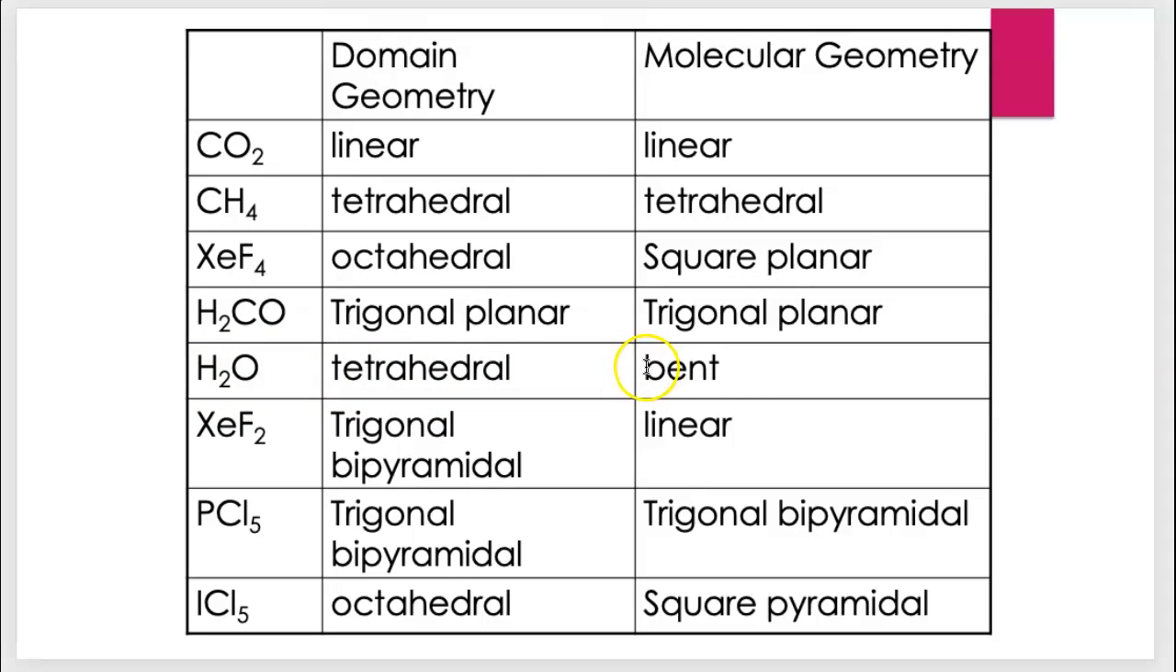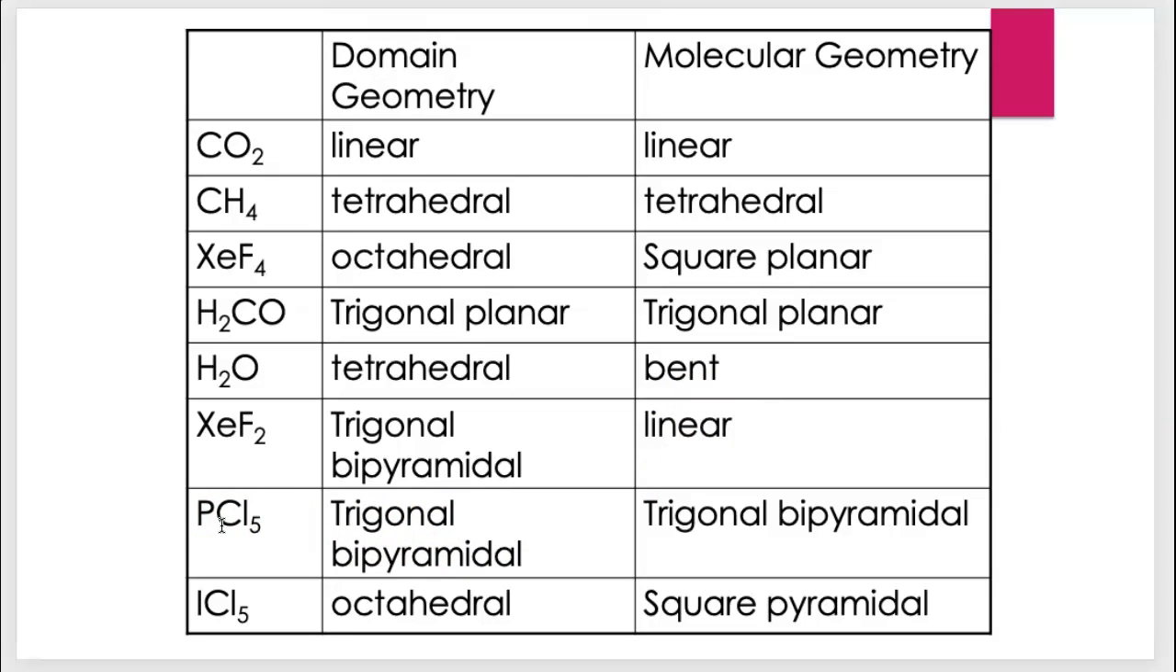But since only 2 of them are bonding domains, it is a bent geometry. Xenon difluoride. The xenon is making bonds with 2 of the fluorines, but it would also have 3 non-bonding pairs. So even though it has a total of 5 domains and is trigonal bipyramidal, it would have a linear molecular geometry.